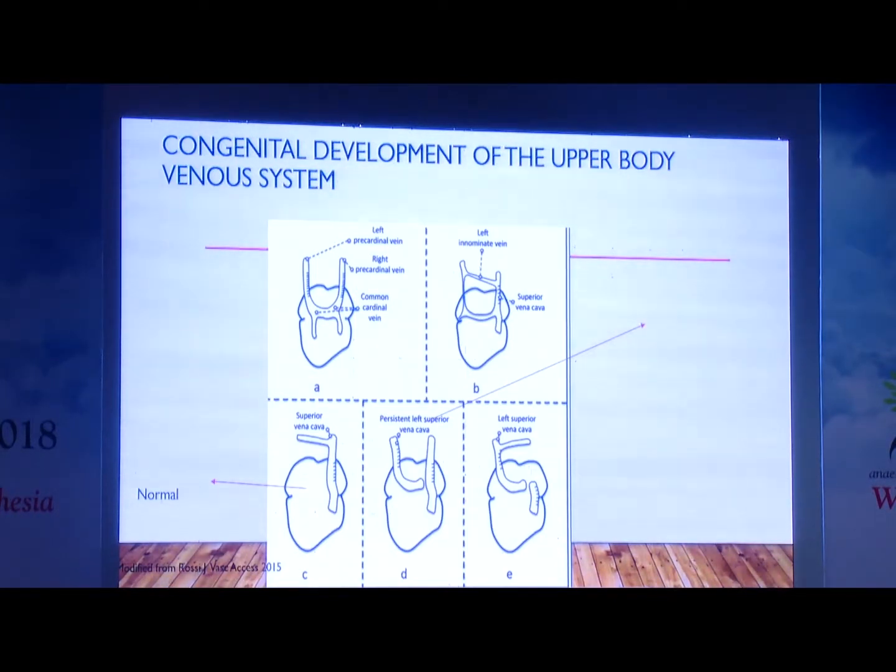Why everything is important here. You can have a persistent left superior vena cava, in which case, if you put a left-sided IJV, it will lie in the coronary sinus. You can't keep a catheter in the coronary sinus, because coronary sinus thrombosis will cause sudden cardiac death.